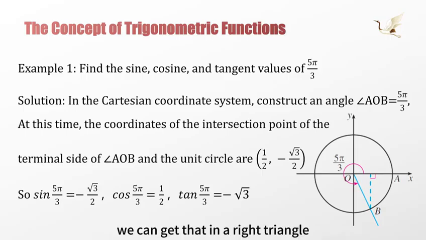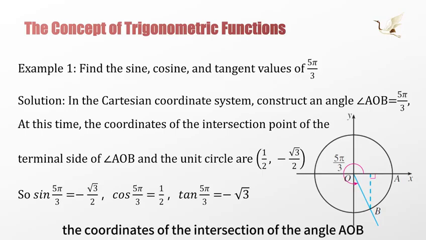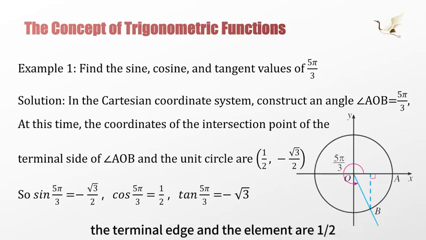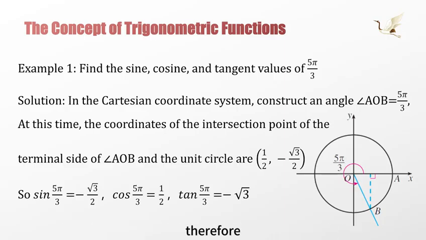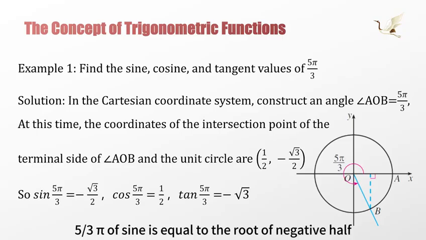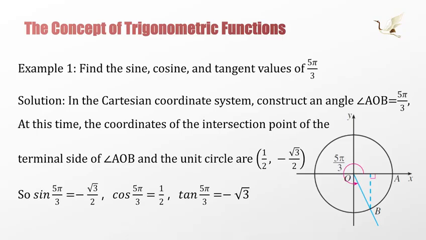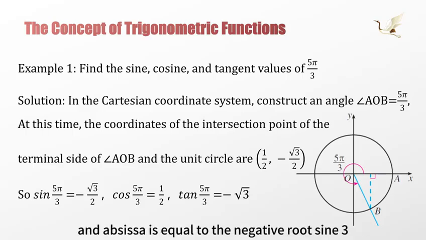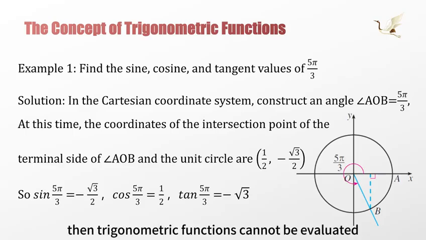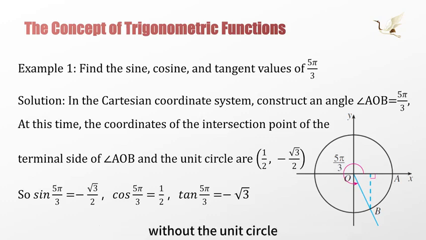We can get that in the right triangle, the coordinates of the intersection of the terminal edge of angle AOB and the unit circle are 1/2 and -√3/2. Therefore, sine of 5π/3 is equal to -√3/2, cosine of 5π/3 is equal to 1/2, and tangent of 5π/3 is equal to the ratio of the ordinate and abscissa, which is negative root 3. Then, can trigonometric functions not be evaluated without the unit circle?